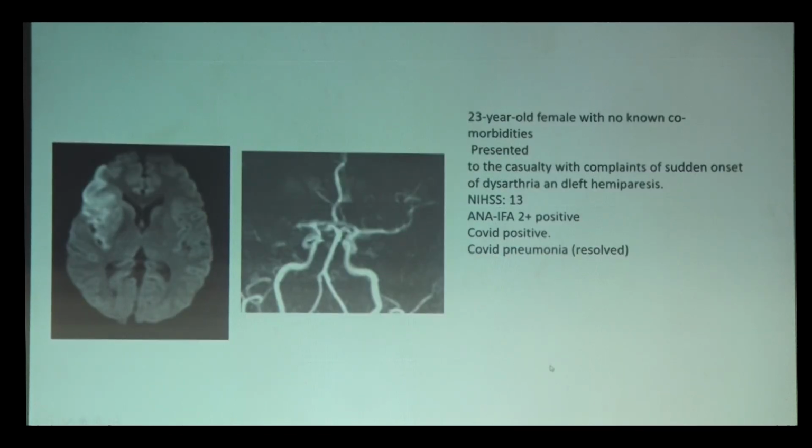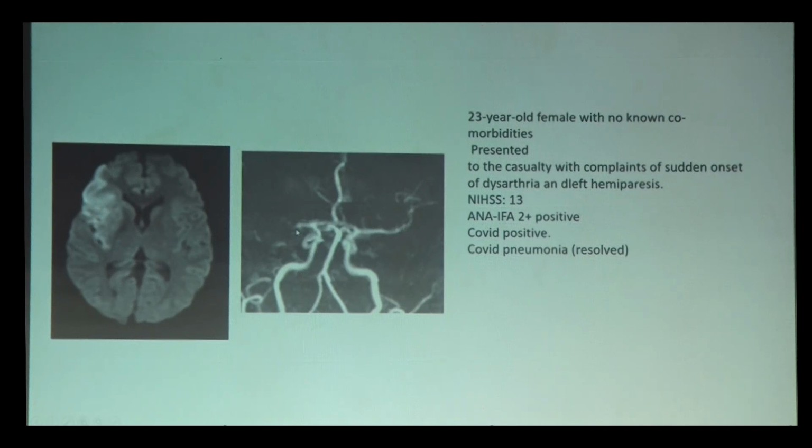So this is another young female. She is a 23-year-old female with no prior comorbidities, and she presented with sudden onset of dysarthria and left hemiparesis. Her NIHSS was 13 at presentation, and she is ANA positive and COVID positive, and she had COVID pneumonia at presentation, which are also other possible etiologies in a young stroke. The initial MRI was showing a right MCA territory infarct and right M1 occlusion.